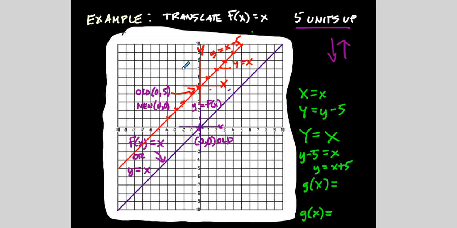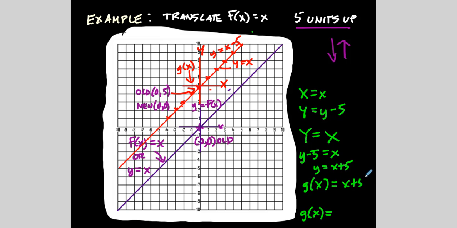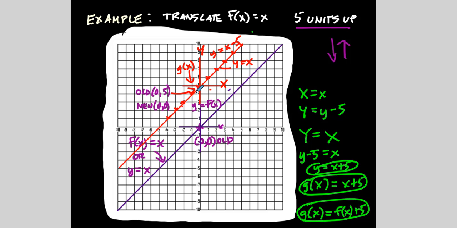I'm going to also call this function g of x now. So g of x is x plus 5. Notice it could also be written as f of x plus 5, since f of x and x are equivalent here. So these are all different ways of writing the new line that we've shifted 5 up.